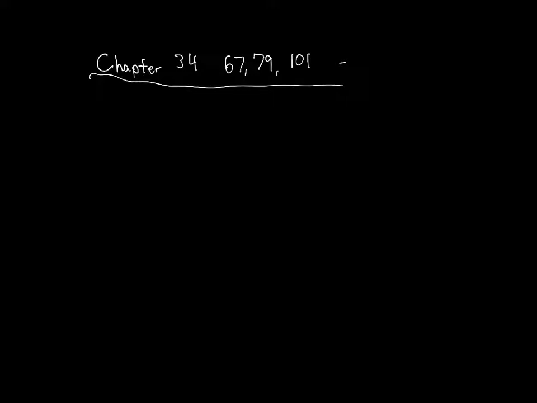So on number 67, we have an object that's located 15 centimeters from a concave lens of focal length negative 20 centimeters. What is the image distance? Is the image real or virtual? Is it upright or inverted? Is it larger or smaller than the object? And what is the magnification? So there's a ton of questions there, and they didn't give us a ton of information.